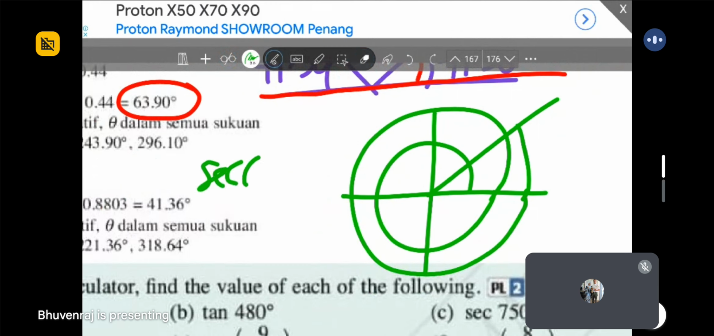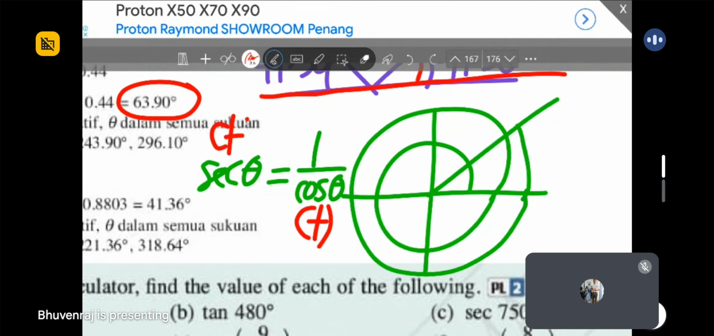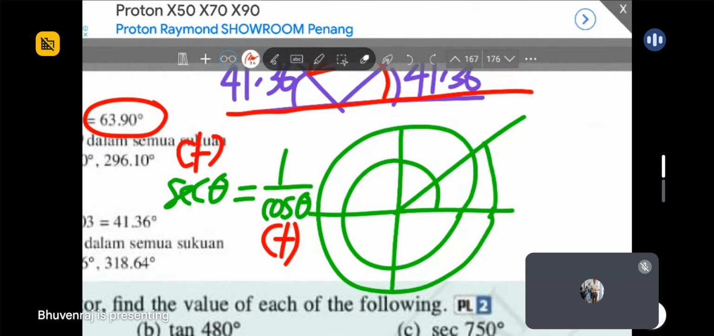Secant theta equals 1 over cos theta. So guys, cos theta is positive, quadrant 1, kan. Sukuan pertama, cos theta positive. So based on the formula, berdasarkan rumus ni, secant theta should also be positive lah, because 1 over a positive answer should give a positive answer. So secant theta also is positive.